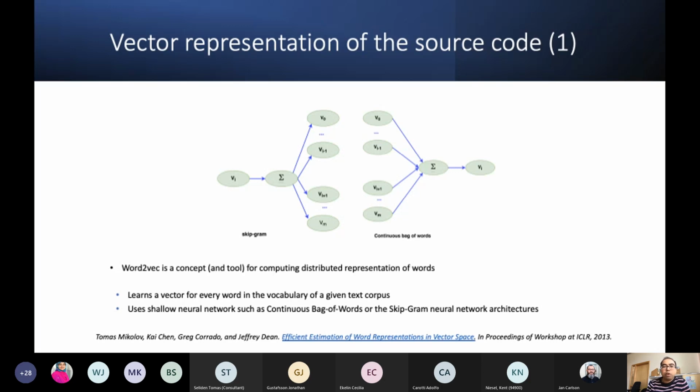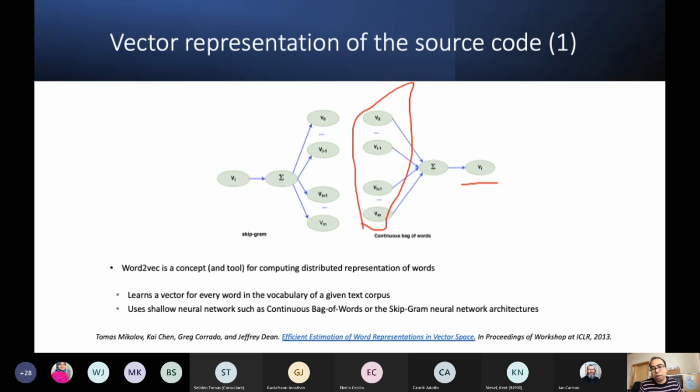Two such shallow networks that are used to learn the embeddings are called skip-gram and continuous bag of words. In the continuous bag of words model, the distributed representation of a word is obtained. For example, here we want to obtain the distributed representation of a word w_i that is obtained from the surrounding words, and these initial vector representations are combined or aggregated.